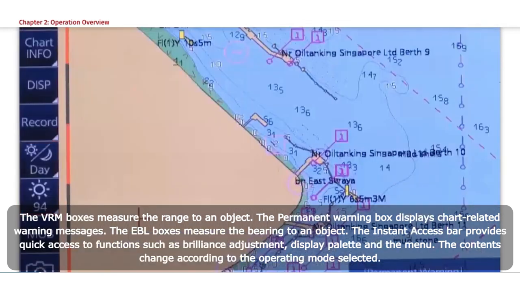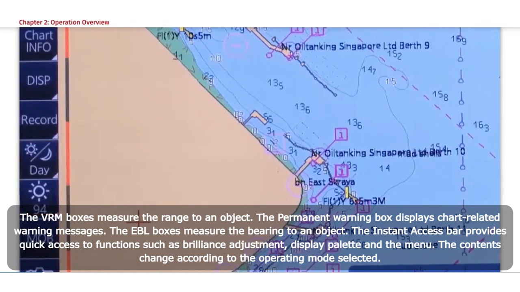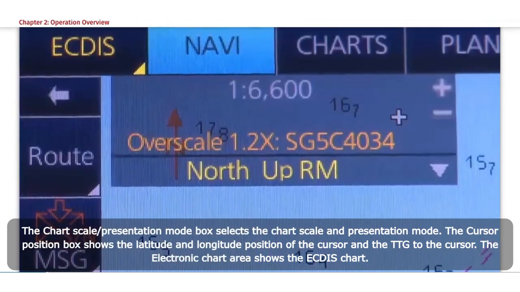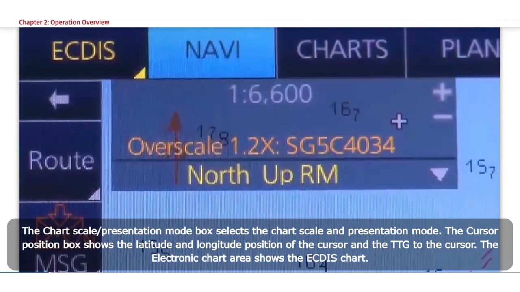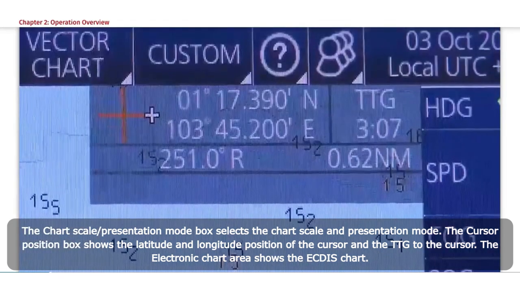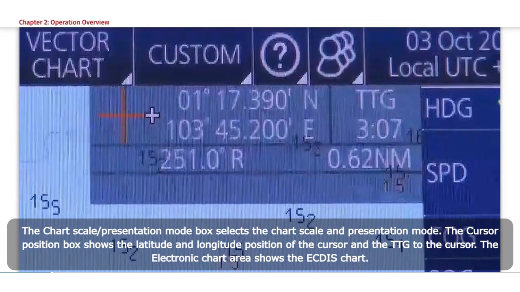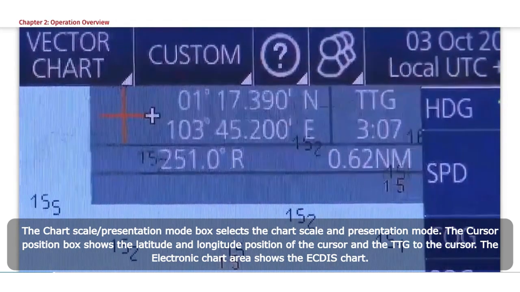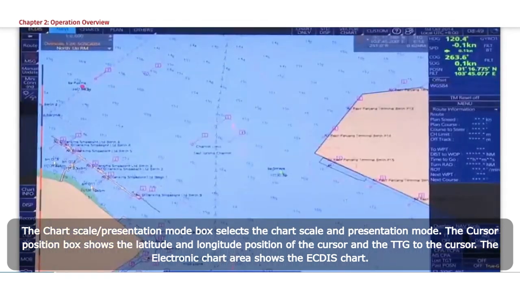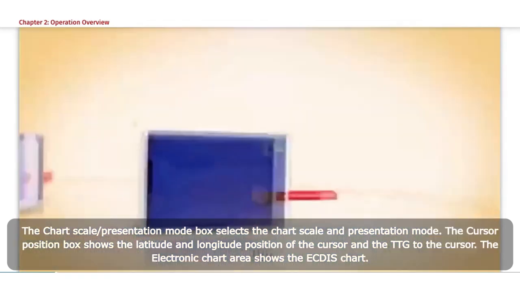The Instant Access bar provides quick access to functions such as brilliance adjustment, display palette, and the menu. The contents change according to the operating mode selected. The Chart Scale or Presentation Mode box selects the chart scale and presentation mode. The Cursor Position box shows the latitude and longitude position of the cursor and the TTG to the cursor. The Electronic Chart area shows the ECDIS chart.